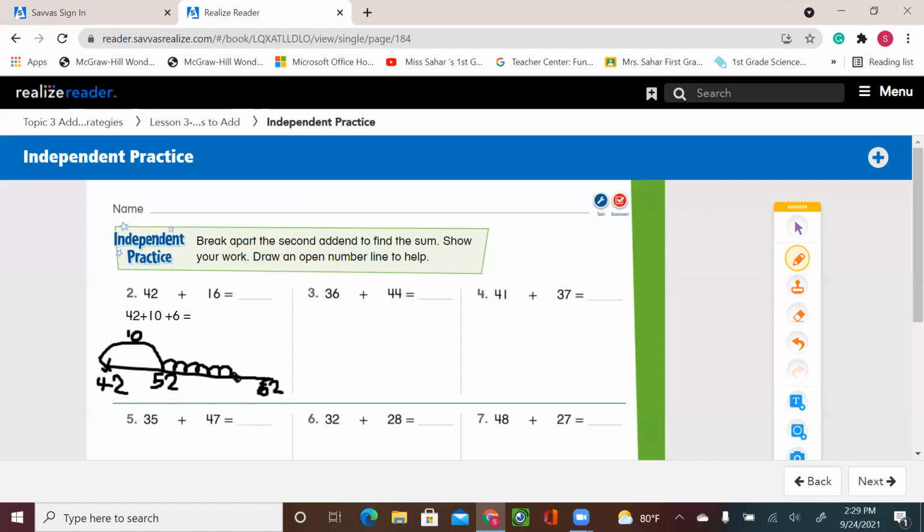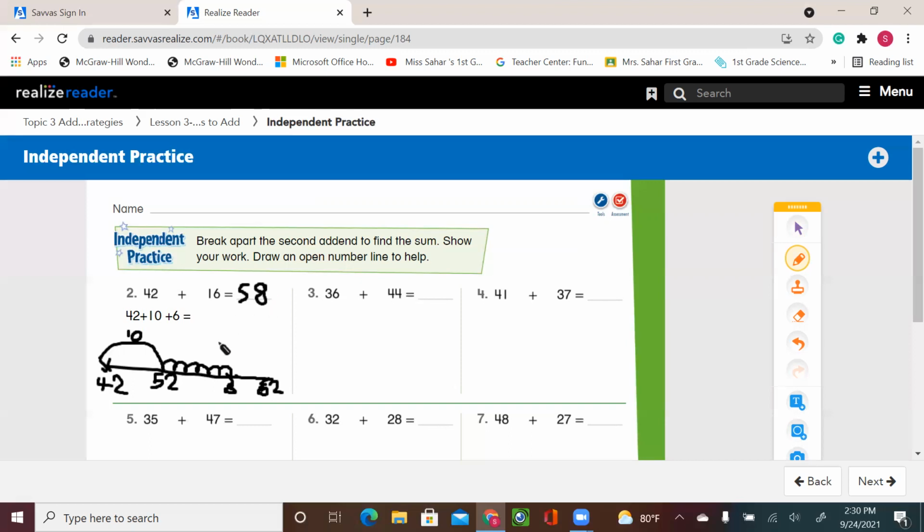So I stopped here. This is 8. Over here is 8. So that means my answer will be 50. And I add 6 more, so 58.